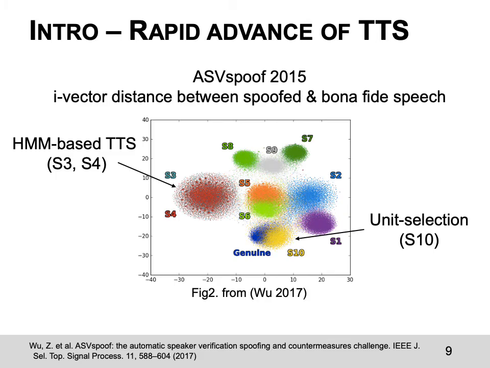Here, I'd like to use the ASV Spoof data to show the rapid progress of TTS. First, it's a picture of the ASV Spoof 2015, the I-vector space where we show different types of TTS system and their distance from the natural speech or genuine speech. So you can see there are many systems here. Most of them are based on HMM or GMM-based voice conversion. For this, HMM-based TTS is really far away from the natural speech. It's only the unit selection that is close to the natural speech.